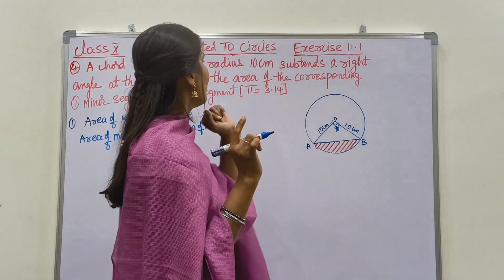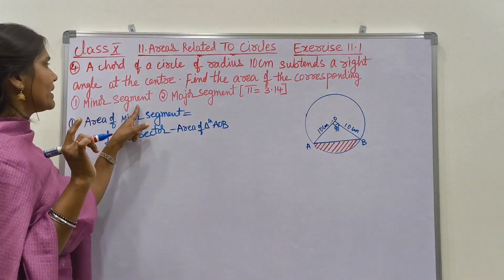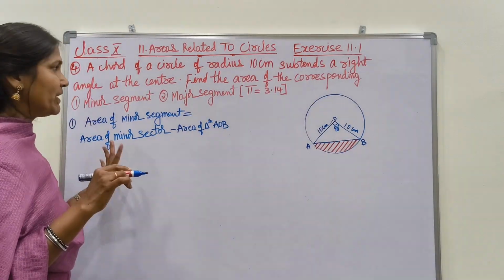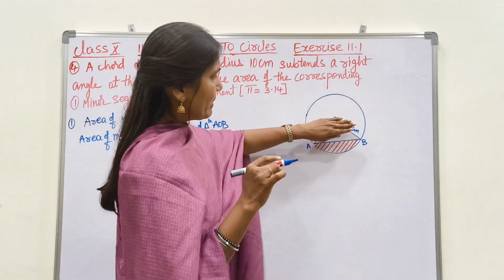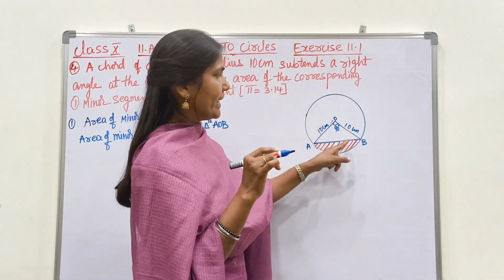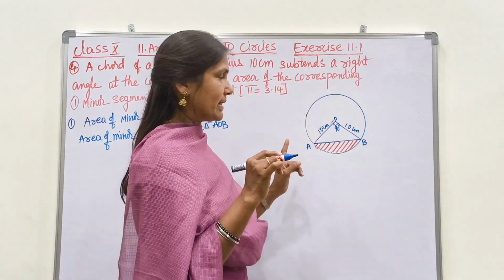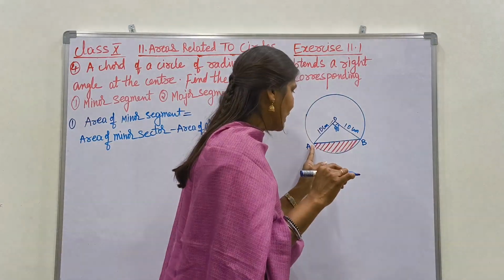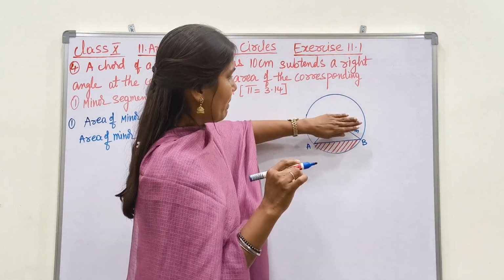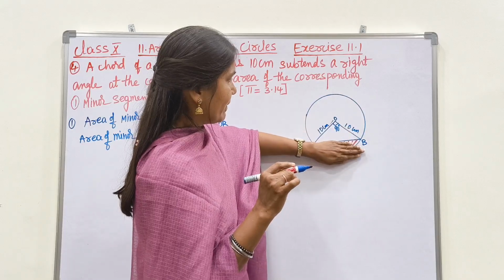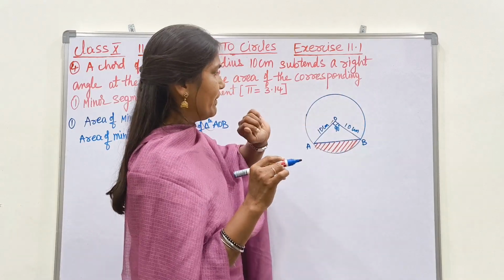Find the area of the corresponding minor segment and major segment. The minor segment is only this shaded area. Next, the major segment is the rest of the circle. A segment means the region between a chord and an arc. So the minor segment is this area, and the major segment is this area.